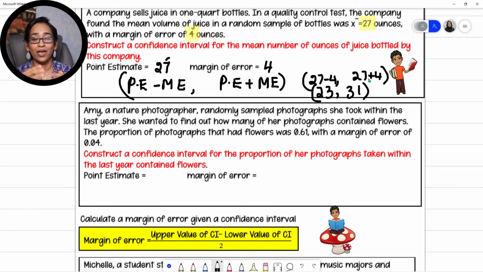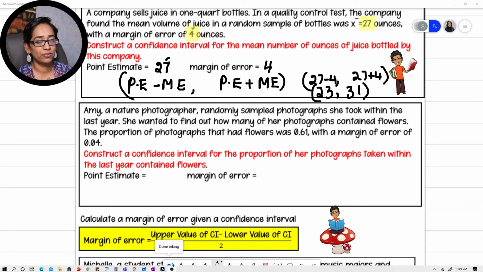So you're telling me that, whatever percentage you're confident, I know that the average mean of this bottle is going to be in between 23 and 31. Because what's the error that you can make? Only 4 ounces, right? So any bottle that you pick, the average weight is going to be between 23 and 31. Let's take a look at the next one.